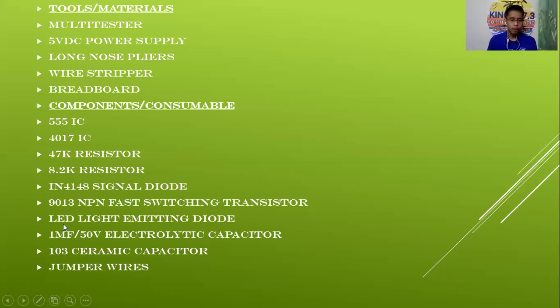Next is light emitting diode or LED. These LEDs will be the representation of the sequence of light, or the running light. Okay. Next is 1 microfarad 50 volts electrolytic capacitor. This capacitor has a polarity, take note of that. And then we have a 103 ceramic capacitor. This ceramic capacitor has no polarity. Then jumper wires.